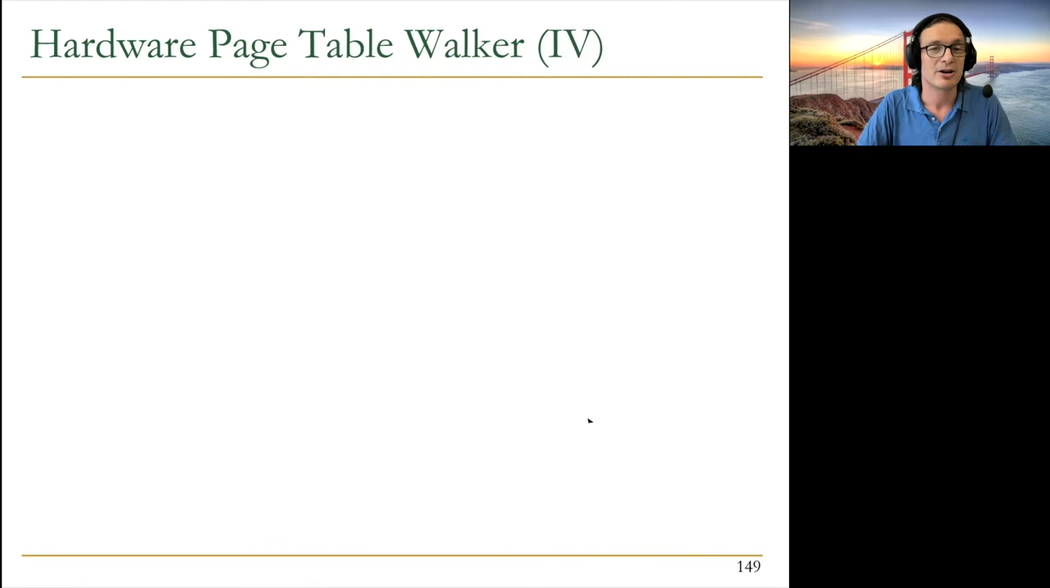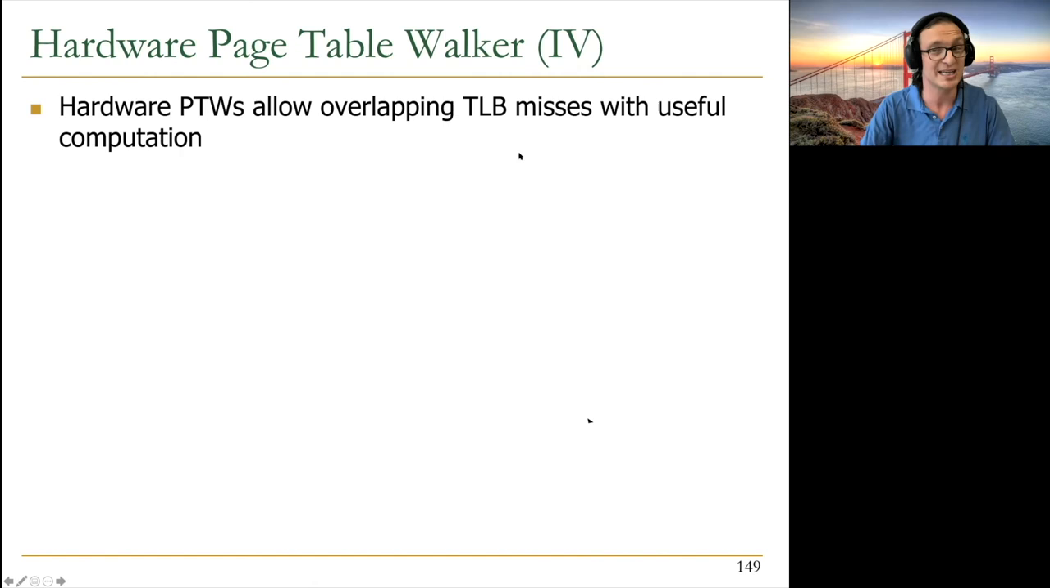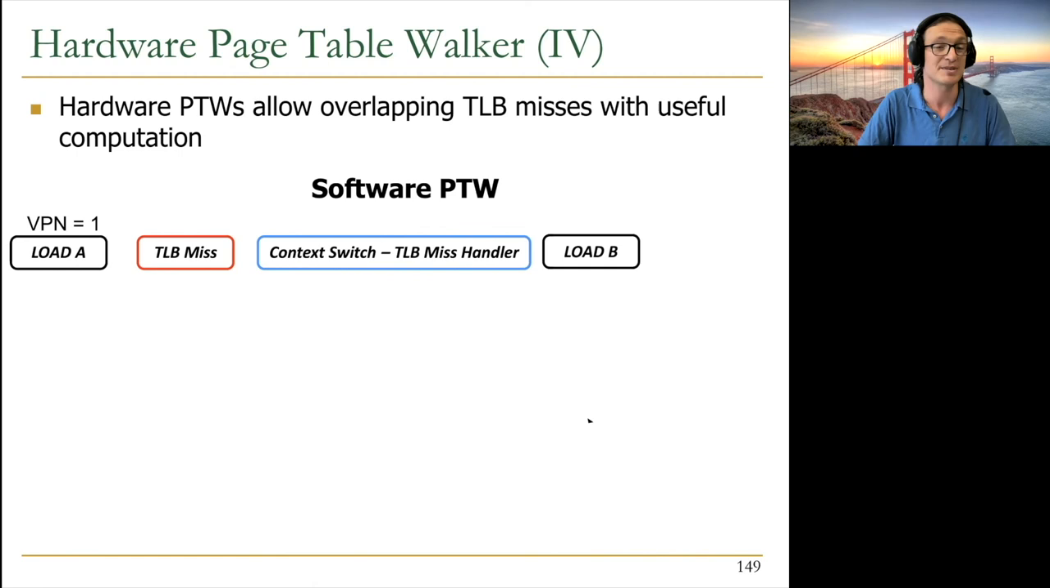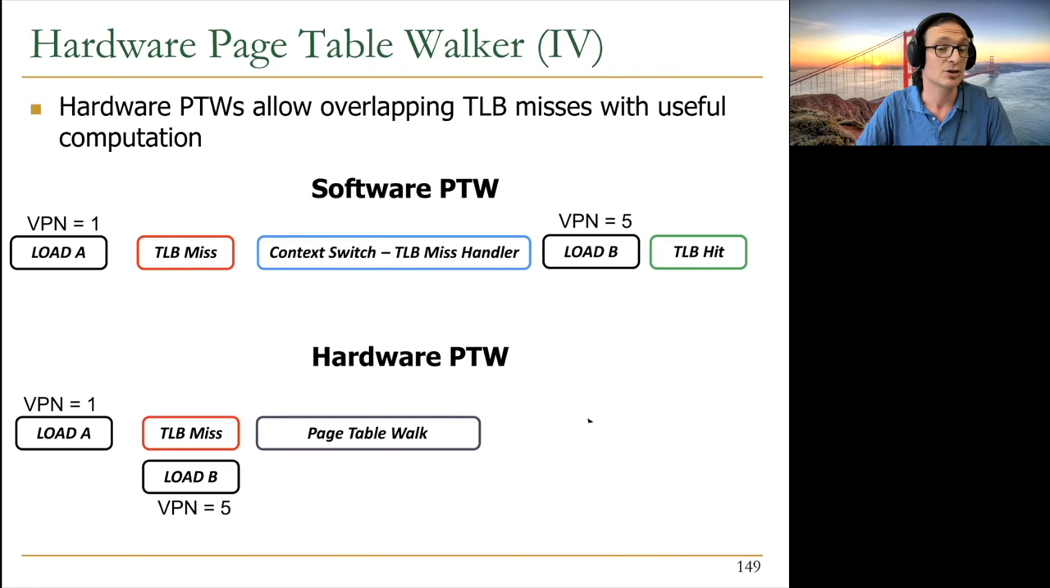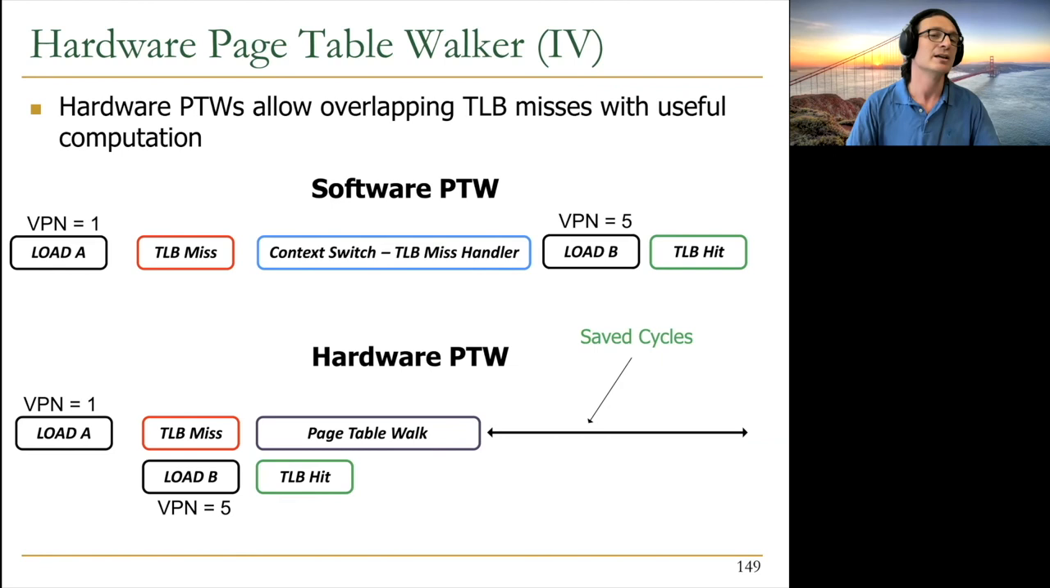It allows overlapping of many TLB misses with useful computation. So if you do software TLB miss handling, you need to context switch to a TLB miss handler and then you do a load B. You cannot handle this TLB hit because you have a context switch, right? With a hardware page table walk on a TLB miss, concurrently, you can handle other TLB hits. So you can do out of order execution and you can get the full benefits of out of order execution, et cetera, right? So you save a lot of cycles actually with hardware TLB miss handling. It's also called a page table walk basically.